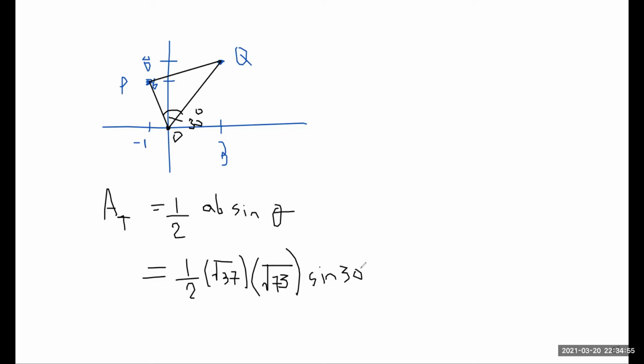Square root 37 times the square root 73 times a half times the sine of 30, and that's roughly 13. I'm getting 12.999. That's roughly 13 units square. That's the area, 13 units square. Easy. So now that we have the area, let's see what else is happening.